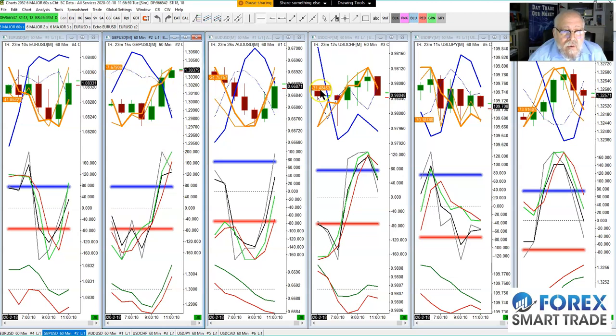Minus 24 is a no, minus 31 is a no, minus 70 is a no, minus 71 is a no, 73 is a no. So we don't have anything else besides the Great Britain pound US dollar.